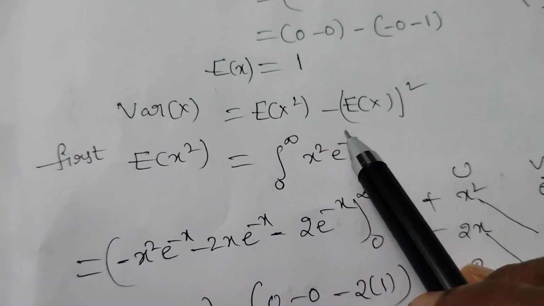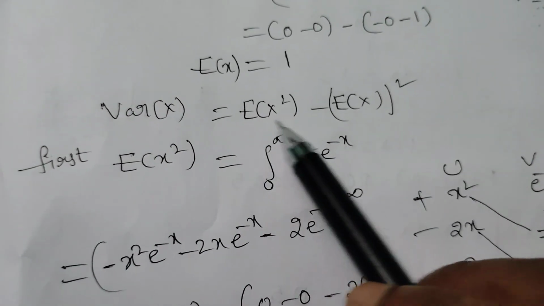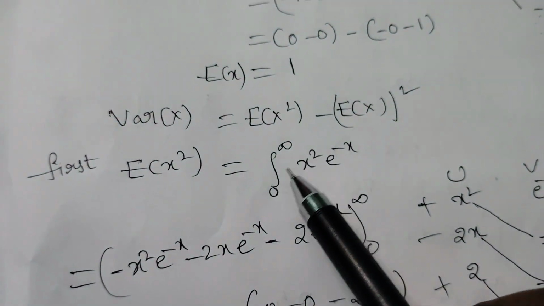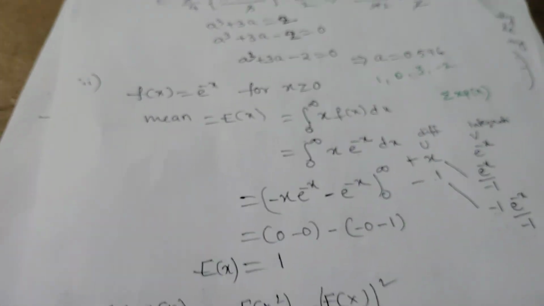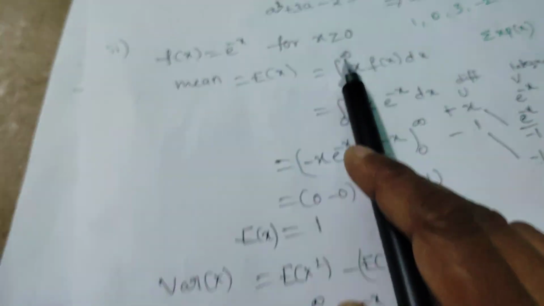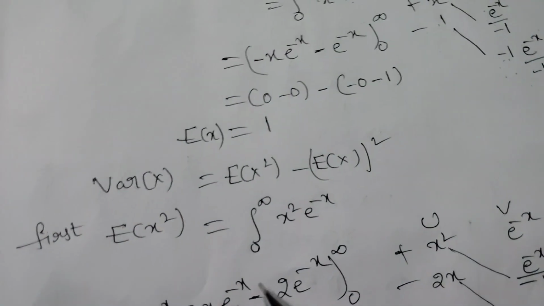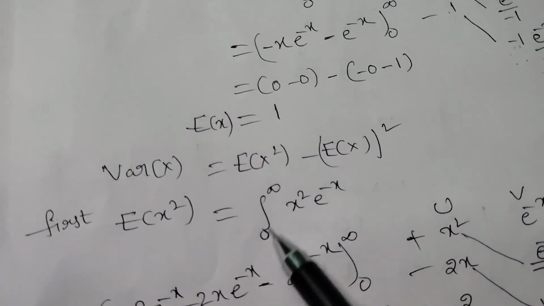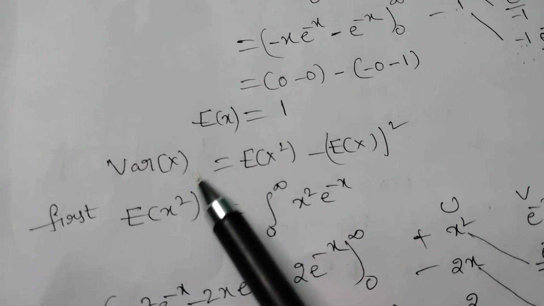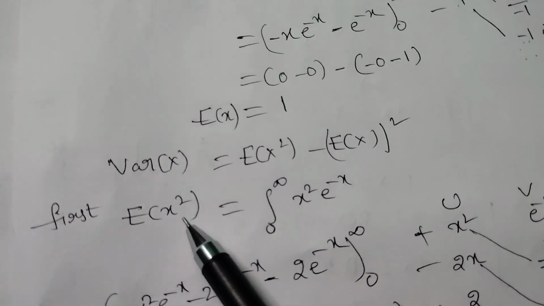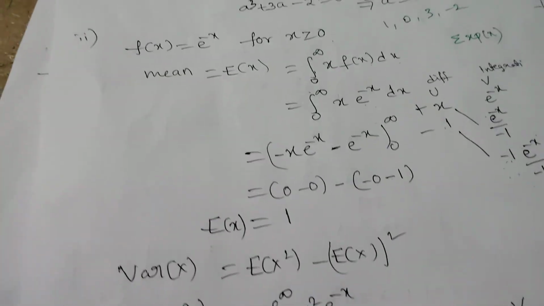Now the variance formula is E of x square minus E of x whole square. Now first I am finding the E of x square value. So here our function exists for x greater than or equal to 0 only. That means 0 to infinity. Instead of the total range we take 0 to infinity. So here x means we get x, here x square. That's why x square into e power minus x.